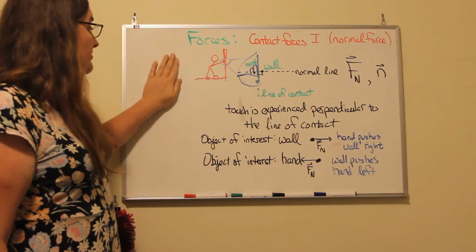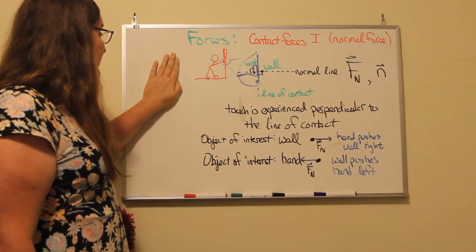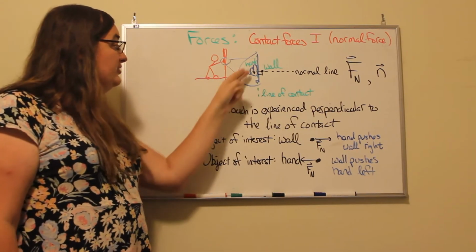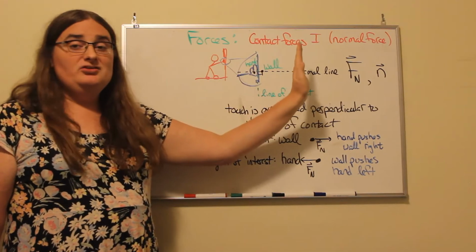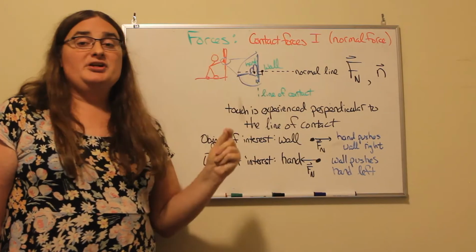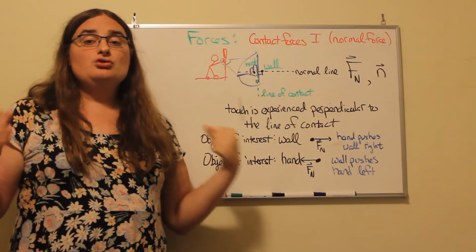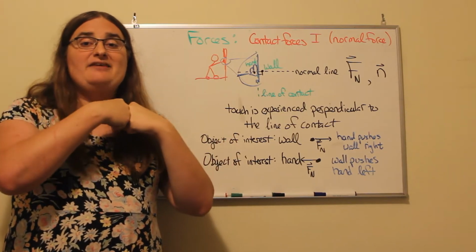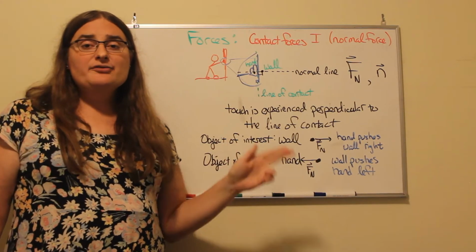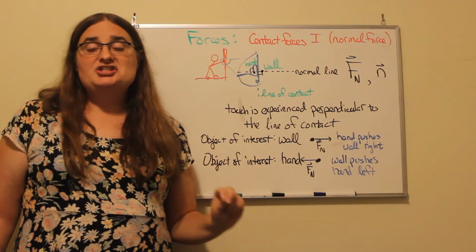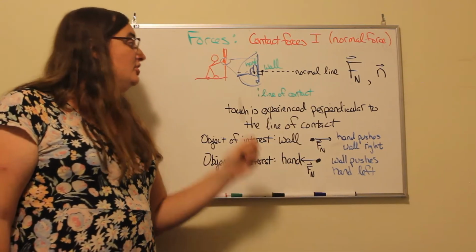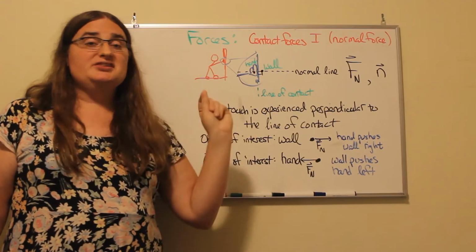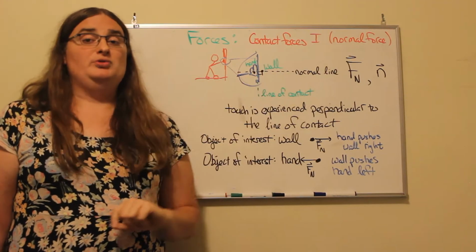So here, the stick figure is leaning against a board. So if I were to zoom in, I have the hand and I have the wall that board is attached to. Those two are the two objects that are interacting in that force. And remember, every force is an interaction between two objects. So whatever two objects are touching, those are the objects subject to our normal force.